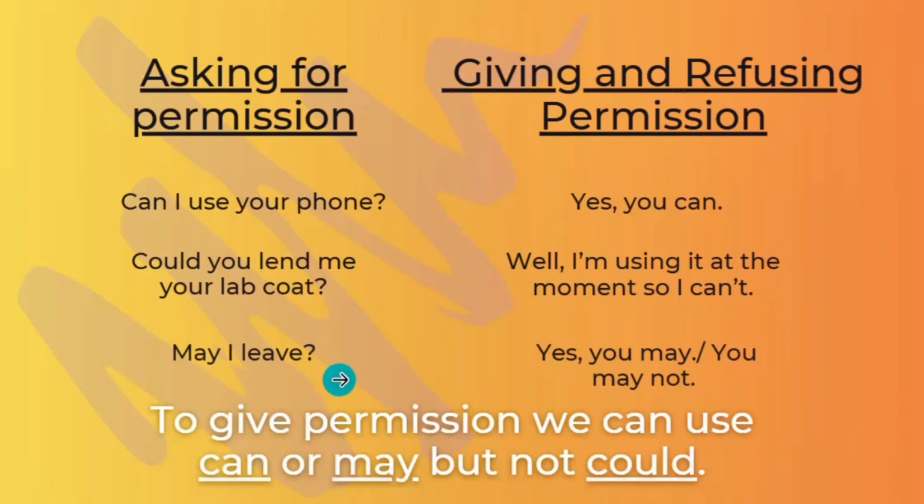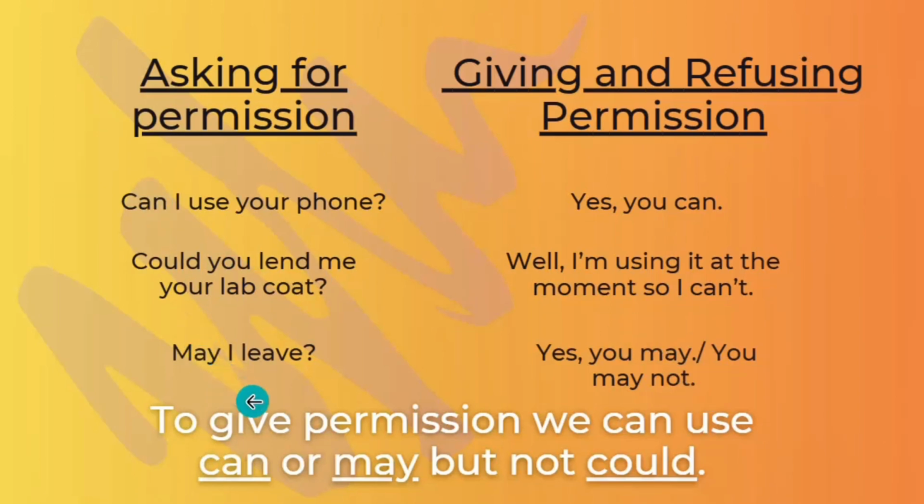Next is, may I leave? Yes, you may. You might be asking your boss, may I leave now, sir? Yes, you may. Or you may not, right? Once again, we have a point to remember that to give permission, we can use can or may, but not could. You can see here in these sentences that we have used the word can, yes, you can, or may, yes, you may. Even for the answer of could you, we have used can't, right? So we cannot give permission using the word could.